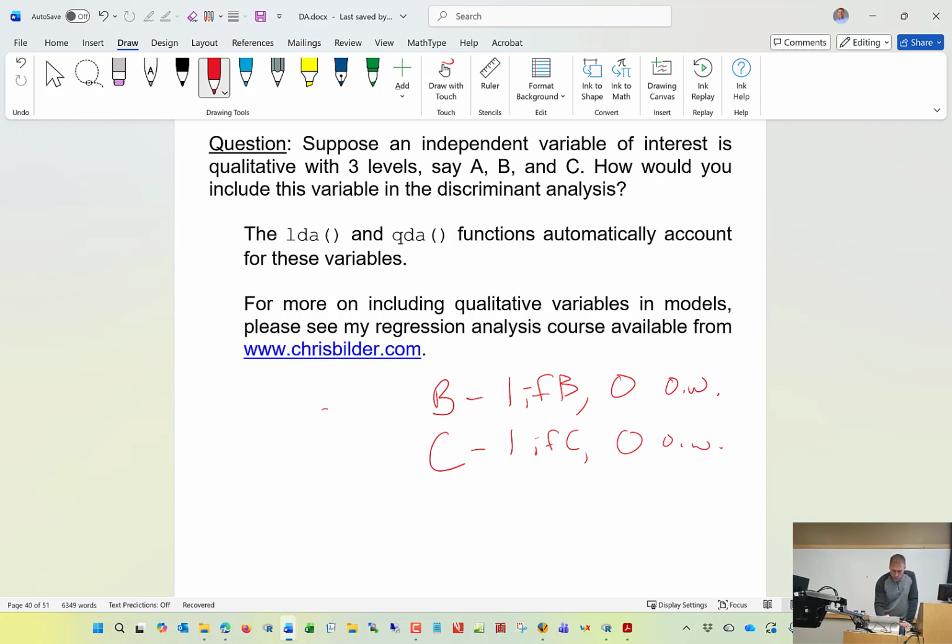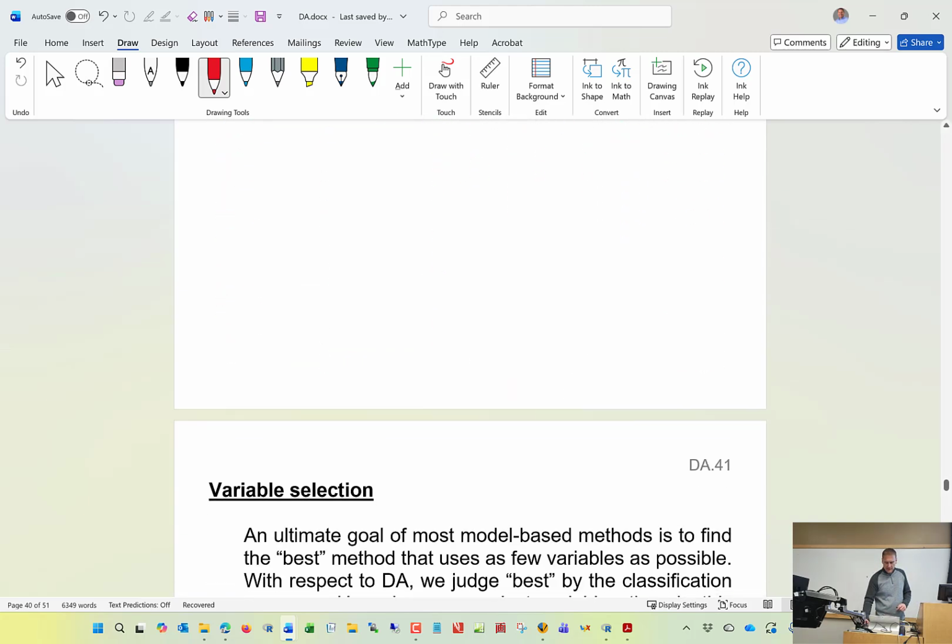If you want to know more about doing that kind of stuff, take a look at my regression analysis course notes. I think it's about chapter 9 or chapter 10 that talks about that kind of stuff.